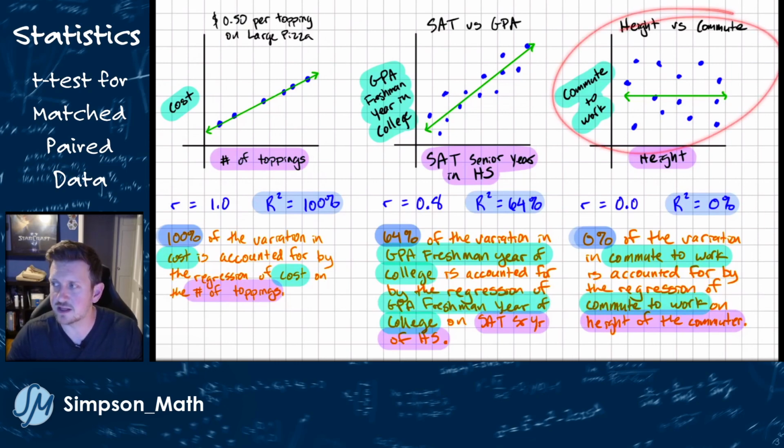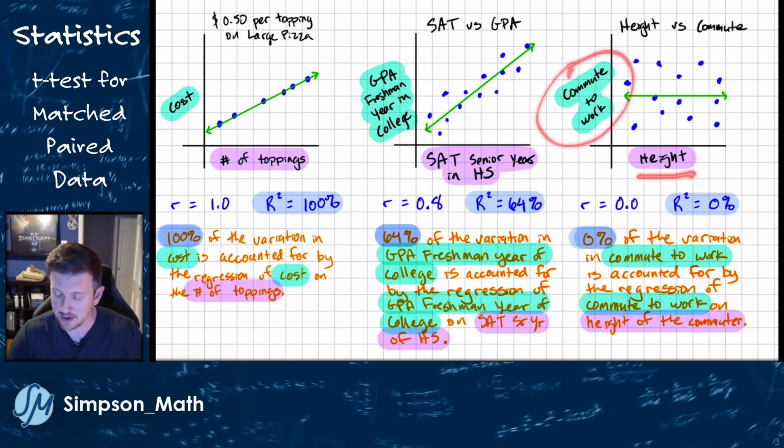Let's jump to the other end of the spectrum, where there's no linear relationship. Let's say I take the height of an employee, and I ask how long it takes for them to commute to work. So I take their height and their commute. I just made up the numbers, and put the dots in just kind of a cloud. I would expect R to be pretty close to 0. There should not be any observable linear relationship between height and commute to work.